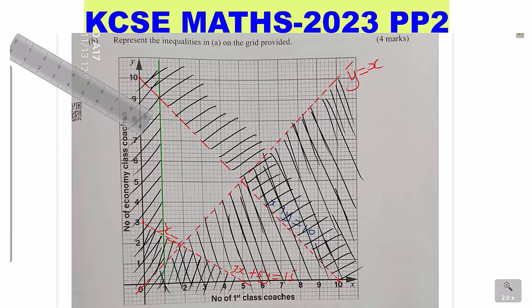Now after doing that, you can see we are remaining with an unshaded region. This is the unshaded region here, and that is called the required or the feasible region. That is how we do it. Let's go to the other part of the question now.